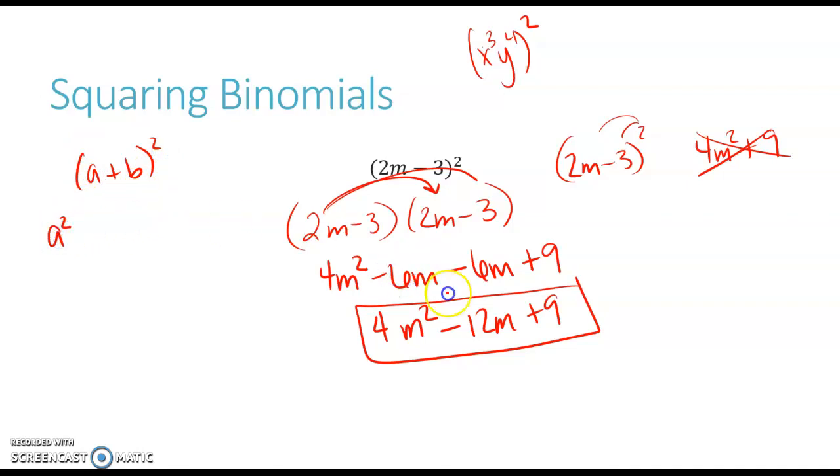Now if you notice, the middle terms were the same, and that's true no matter what. So that would become plus 2A times B, because we took 3 times 2 in both of those cases. And then plus B squared. So that's the pattern. Or in the case of our A minus B squared, it ends up just being A squared minus 2AB plus B squared. That's the only difference with the subtraction in there.